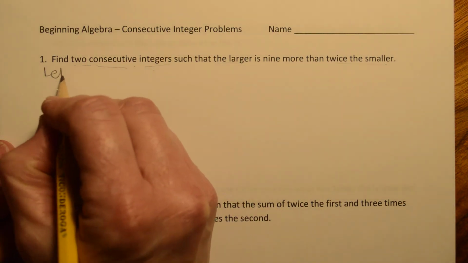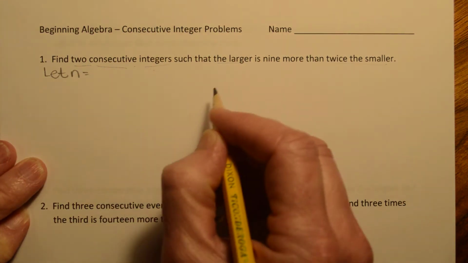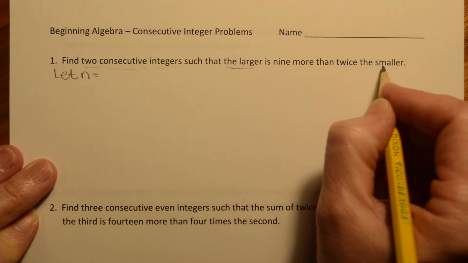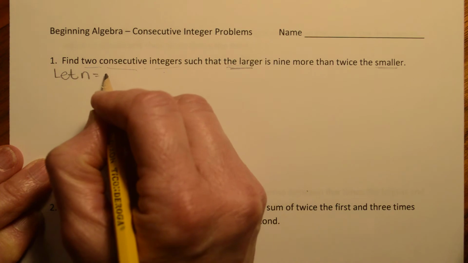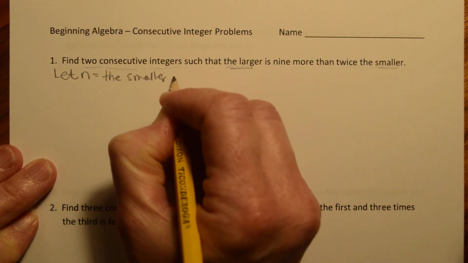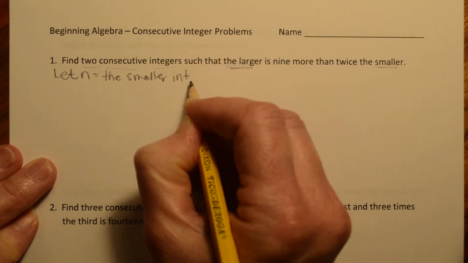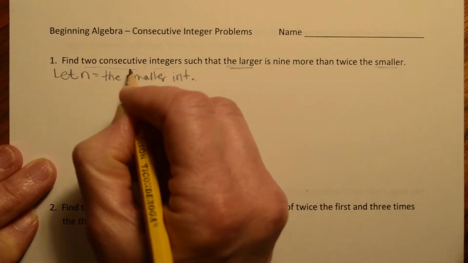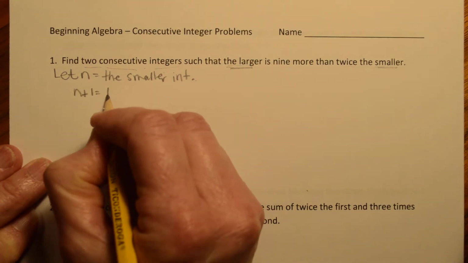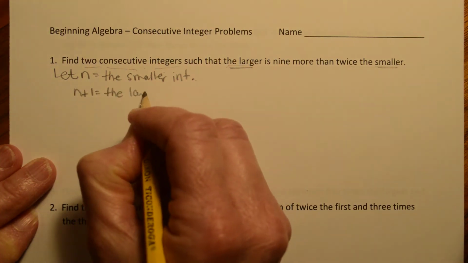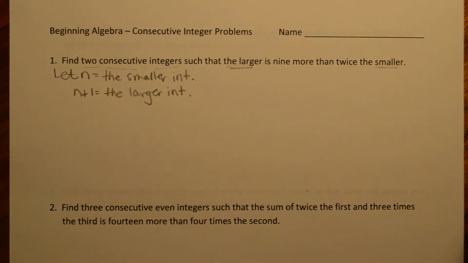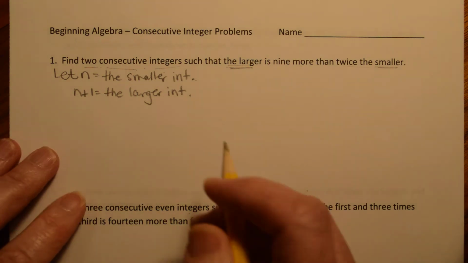So let n equal, now I'm going to use the terminology that they use in here. They call one the larger and they call one the smaller. So let n equal the smaller integer, I'm just going to abbreviate int. And then the larger one, because they're consecutive, it's just n plus 1. All right, easy so far.